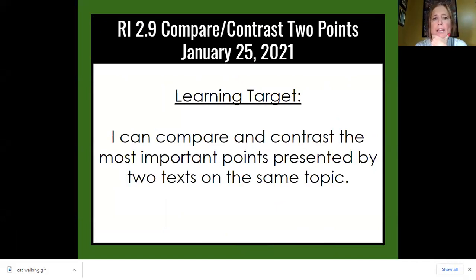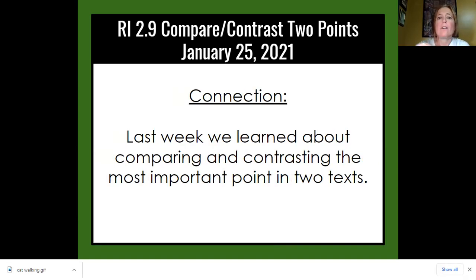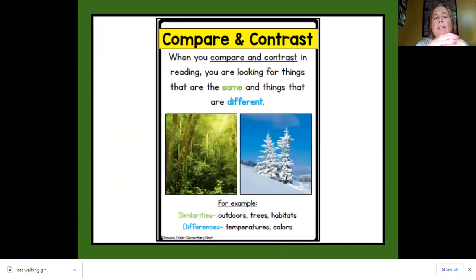Our learning target today is I can compare and contrast the most important points presented by two texts on the same topic. Our connection is that last week we learned about comparing and contrasting the most important points in two texts or passages. Just to review, when you compare and contrast in reading, you are looking for things that are the same and the things that are different.